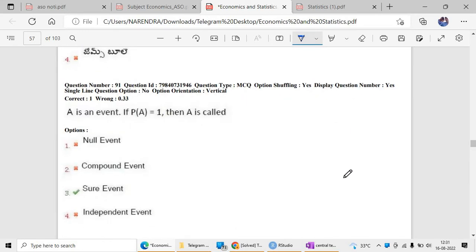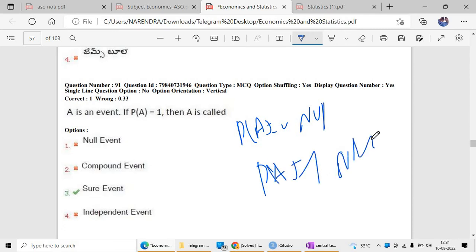So, theory question. See, if probability of A is equal to 0, then it is a null event. If probability of A is equal to 1, it means a compulsory event or sure event.